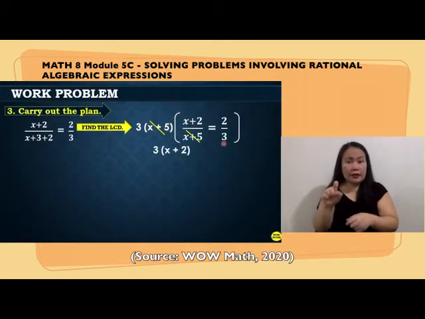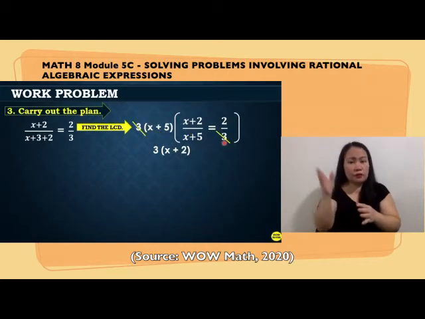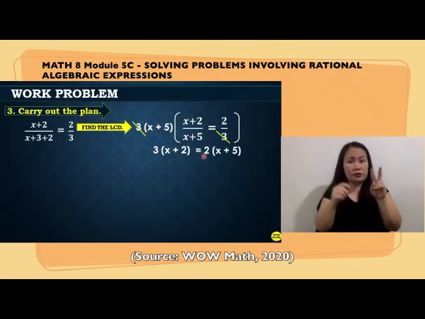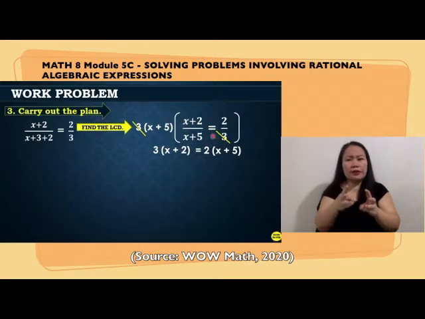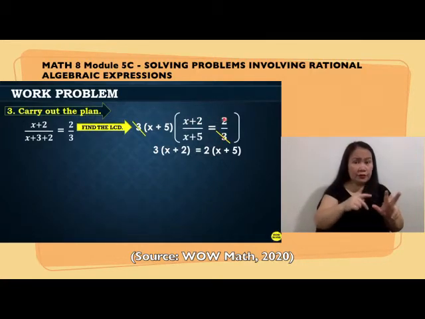Alright. Let's proceed on this part. So, we have cancel si 3. So, ang naiwan na lang ay x plus 5. So, ita-times natin si 2 kay x plus 5. So, equals to 2 times the quantity of x plus 5. Now, another way is you can multiply this by 3 times x plus 2 and then 2 times x plus 5. So, pwede rin yun.